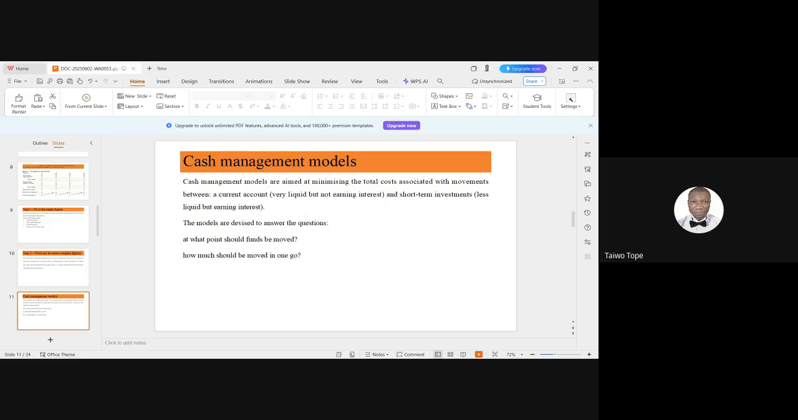Now, talking about the cash management models. These cash management models are aimed at minimizing the total cost associated with the movement between your current account and your short-term investment.